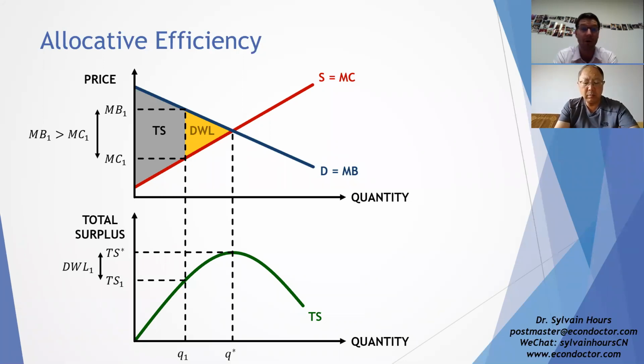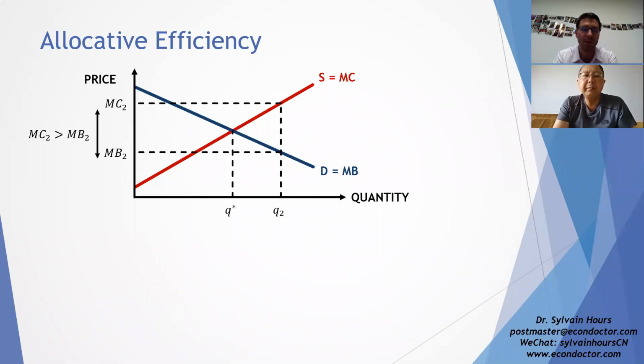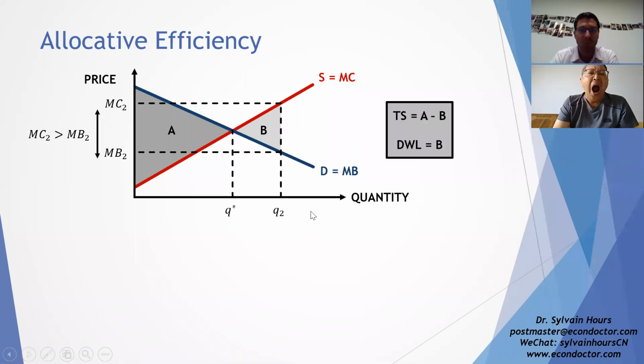But I could do the other way around. I could do this case where instead of having not enough resources being allocated to the production of the good or service, we have too much. We produce Q2. When we produce Q2, total surplus is equal to A minus B, as I explained before. And the deadweight loss is equal to area B. I think you get it by now.